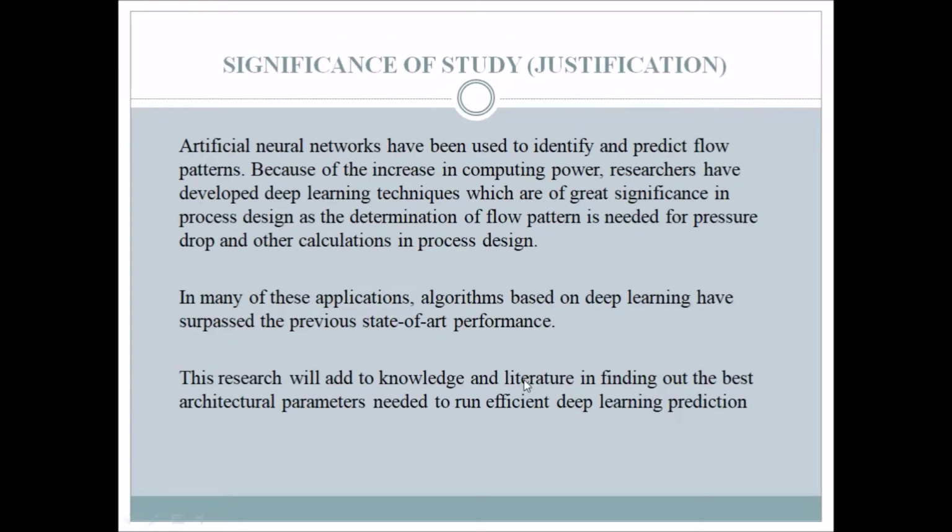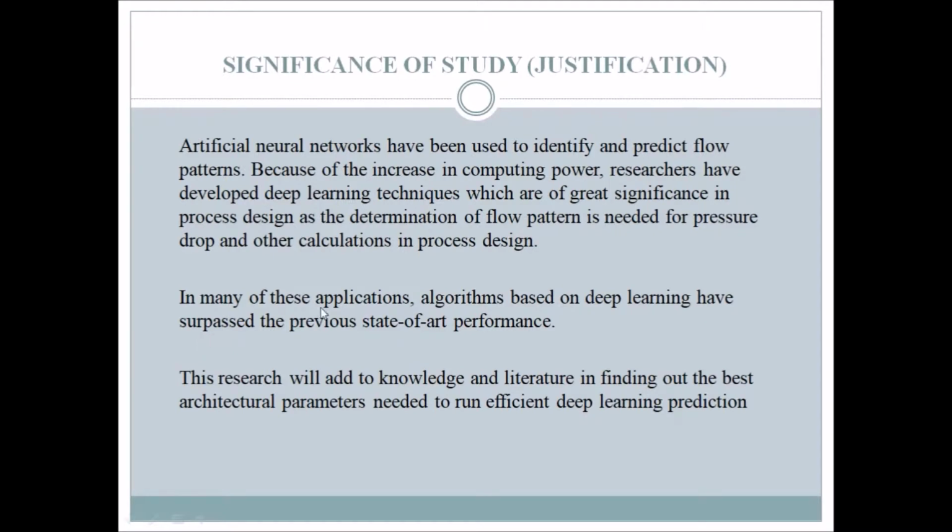Now let's look at the significance of this study. Why are we doing this study? What is the justification for this study? Artificial neural network, which is the method that we want to be using to do this, has been used to identify and predict flow patterns. Because of the increase in computing power, researchers have developed deep learning techniques which are of great significance in process design, as the determination of flow pattern is needed for pressure drop and other calculations in process design.